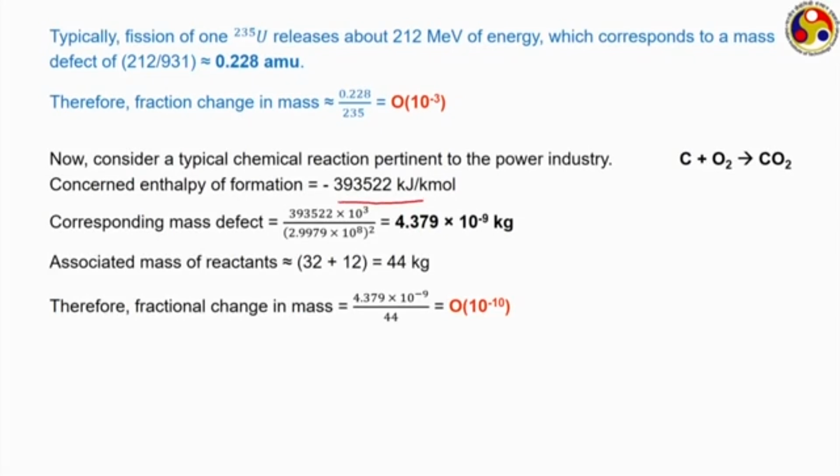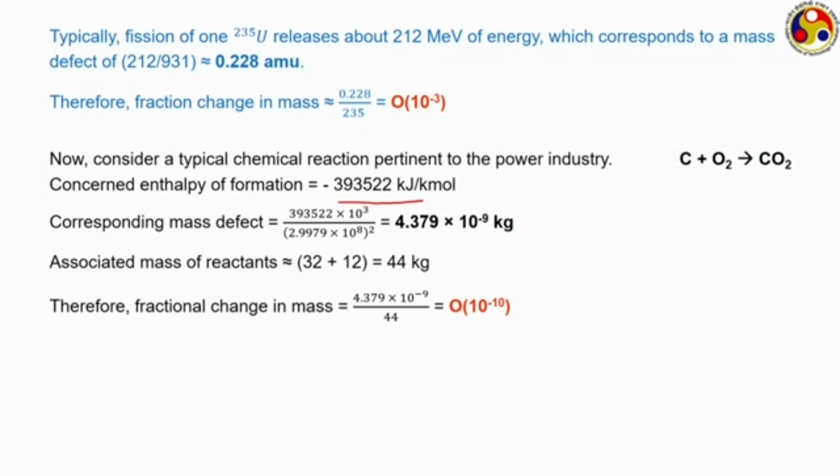The corresponding mass defect hence can be calculated by dividing this figure by c square, and it comes out to be of the order of 10 to the minus 9 kg. But the associated mass of reactants, that is 1 mole of reactants, will be approximately 12 for carbon and 32 for oxygen, therefore 44 kg of reactants, and hence the fractional change in mass comes out to be of the order of 10 to the power minus 10.